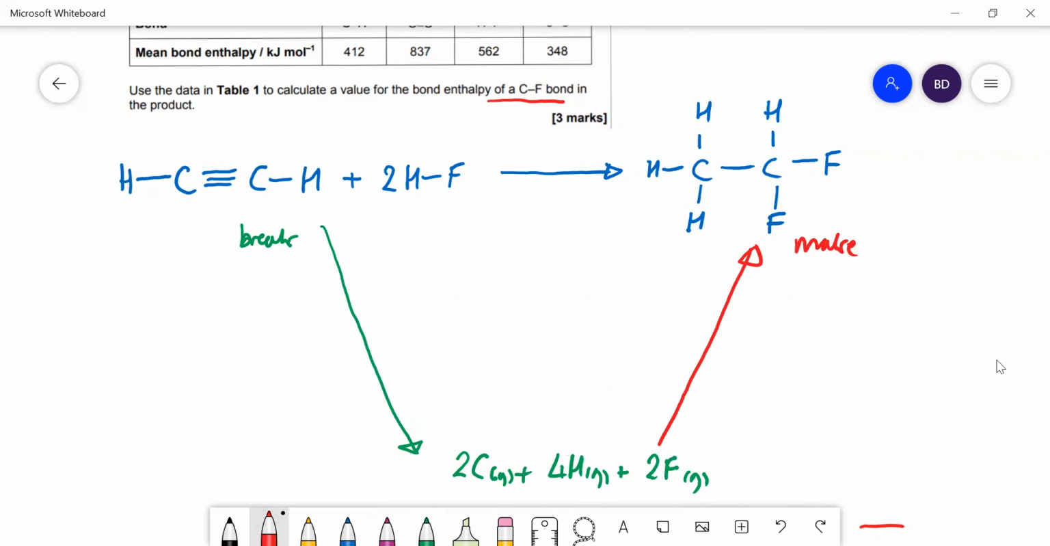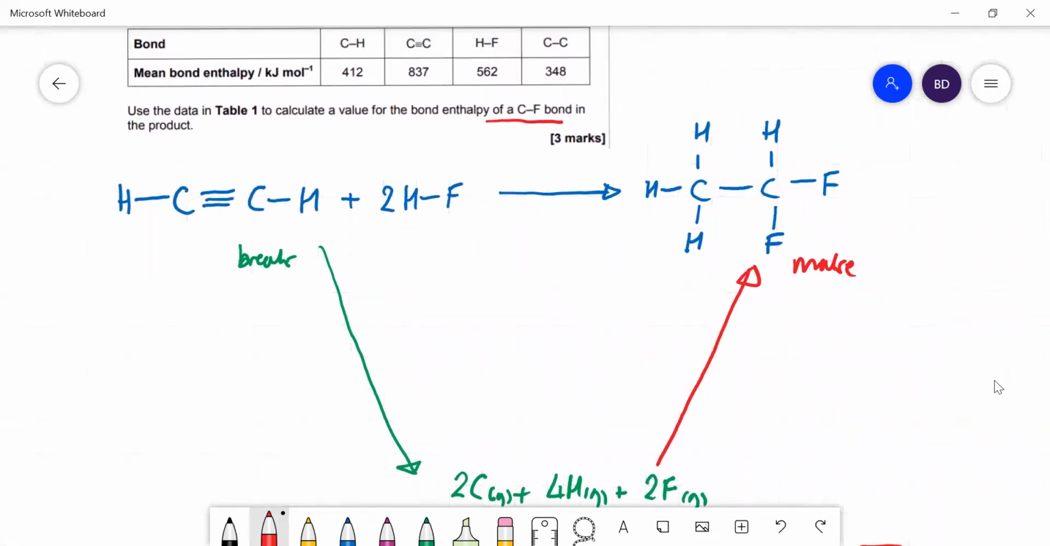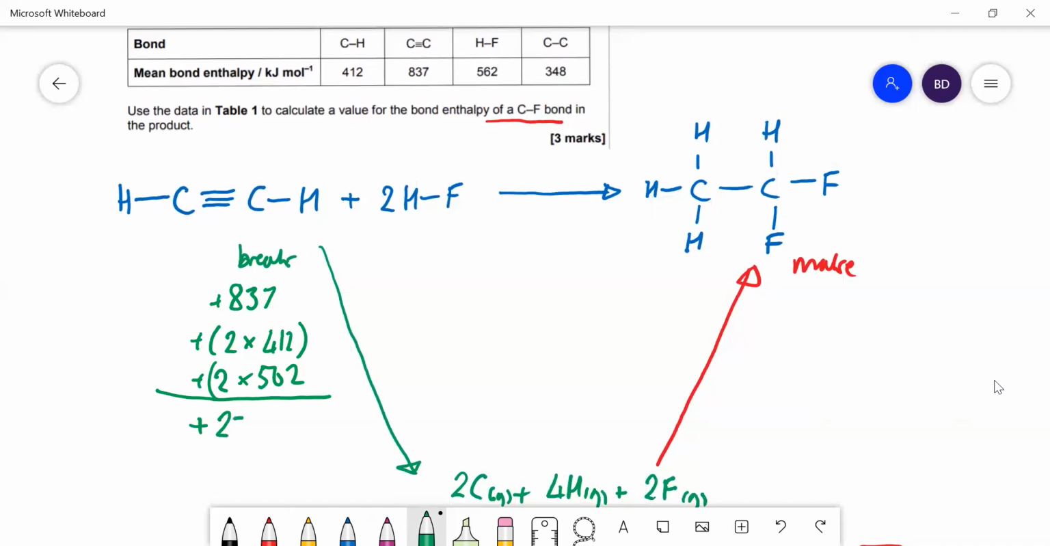Right, so which bonds are we breaking here? We're breaking the carbon-carbon triple bond. So that's a positive value because it's endothermic, so it's plus 837. We're breaking 2 carbon-hydrogen bonds, so that's 2 times 412. And we're breaking 2 hydrogen fluoride bonds, which are 562. Right, let's add that lot up together, and we get plus 2,785.